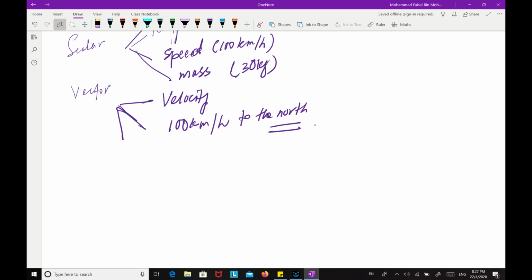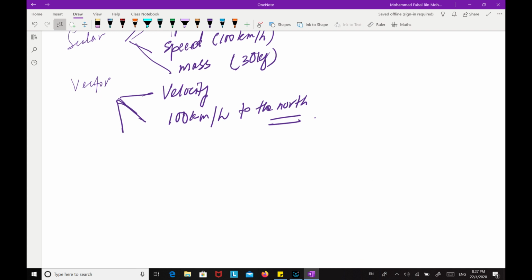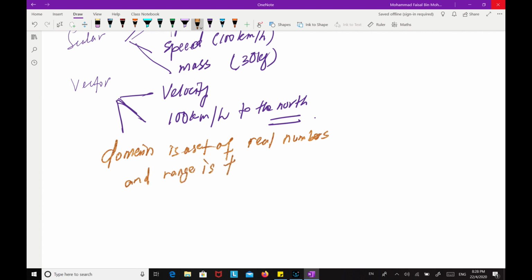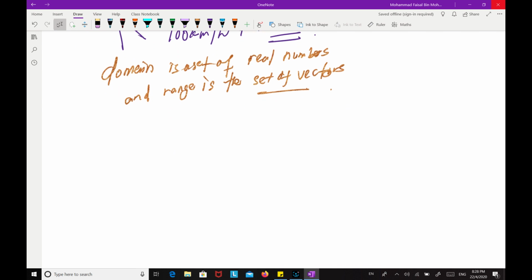So a vector valued function, or simply a vector function, is a function whose domain is a set of real numbers and whose range is the set of vectors. Okay.